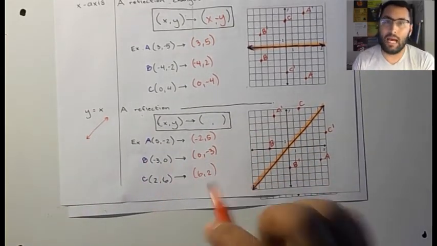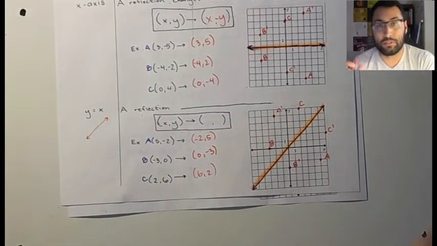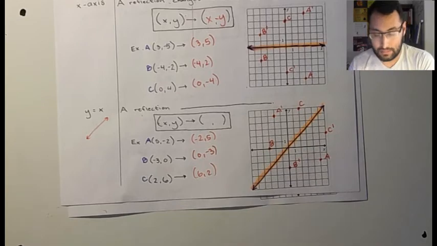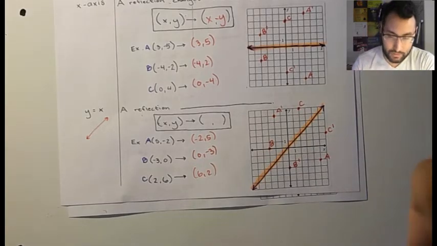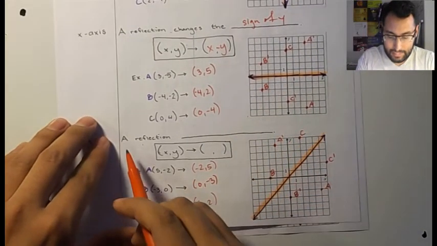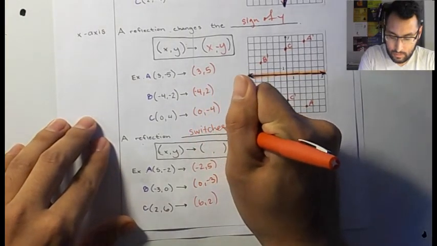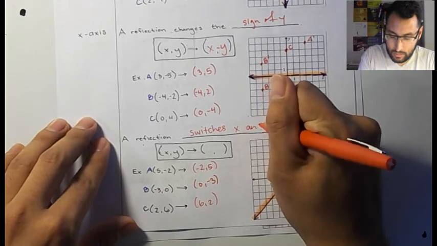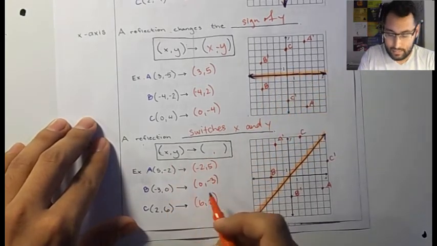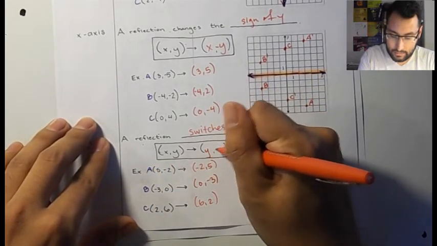So just note what's happening here, right? 5, negative 2 becomes negative 2, 5. Negative 3, 0 becomes 0, negative 3. It's just being switched. So what's happening here is a reflection switches x and y. So how do I write that? Instead of xy, we're going to have yx.